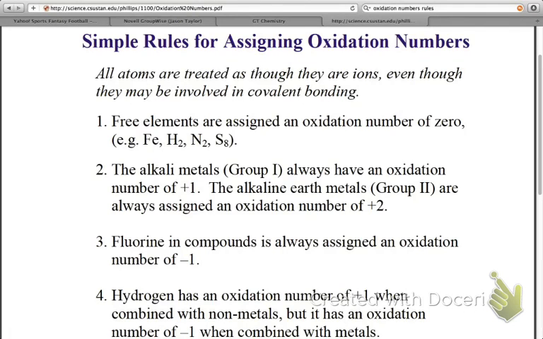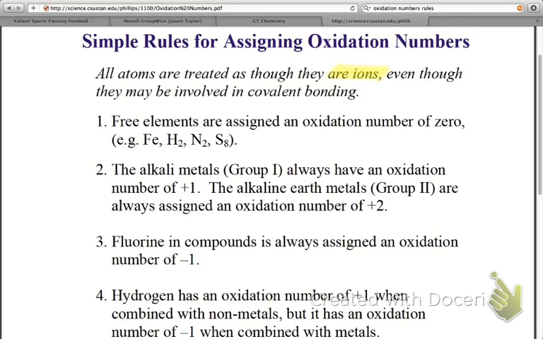Okay, today let's learn how to assign oxidation numbers. Oxidation numbers are theoretical things. They're very similar to ion charges that we used when we learned how to write formulas for ionic compounds. However, oxidation numbers occur for all compounds, whether they're ionic or covalent.